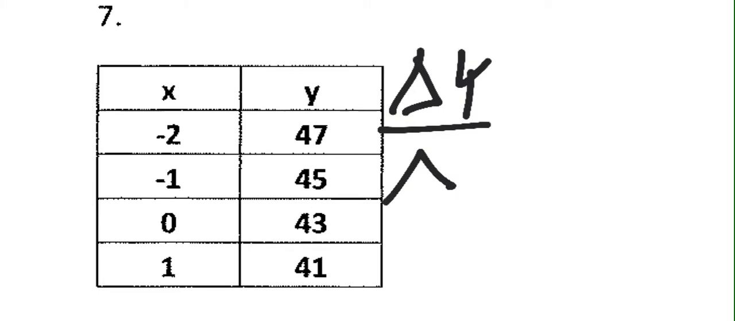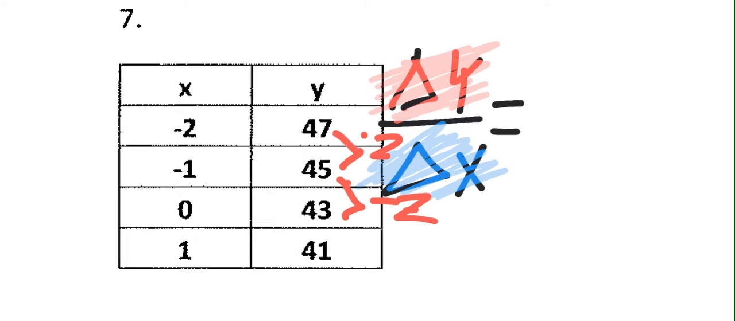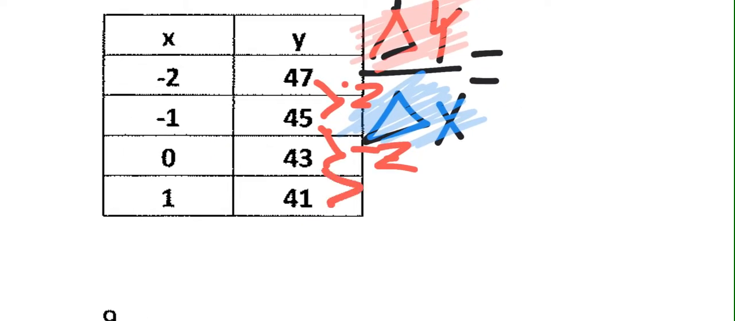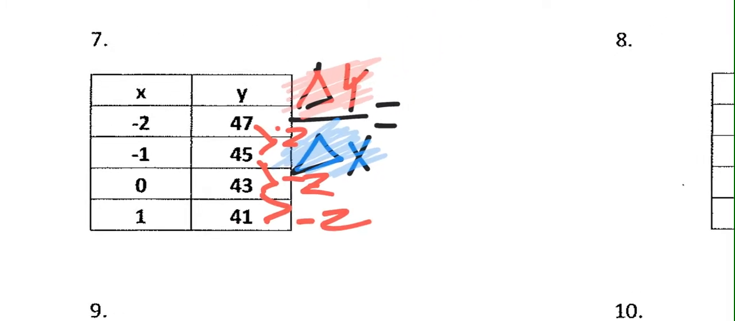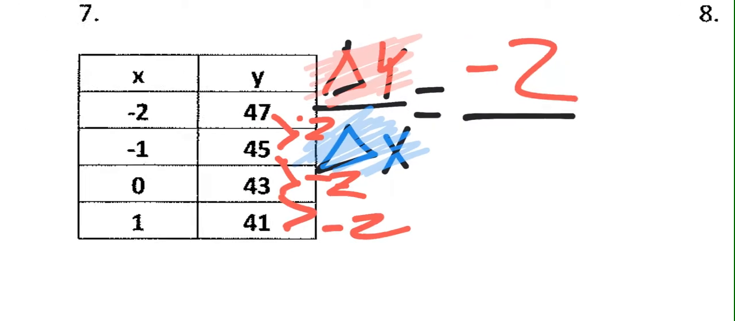I'm going to do 2 more for you, and then I'm going to leave the rest up to you. We'll do number 7 and number 8. So same thing. Change of y, change of x. I'm going to have those highlighted in red and blue because I meant to be a little more consistent on this. So between 47 and 45, we have gone down 2, so negative 2. Between 45 and 43, we went down 2. And between 43 and 41, we've also gone down 2. So my rate of change, or my change of y, is negative 2.